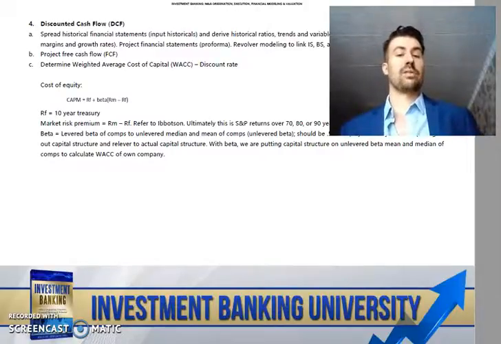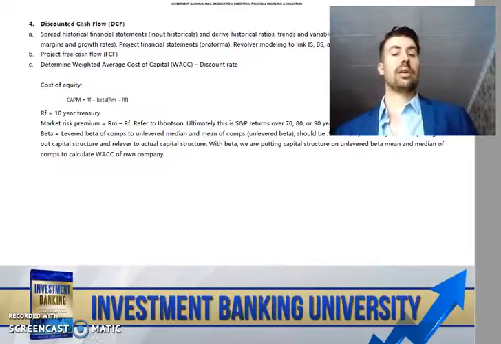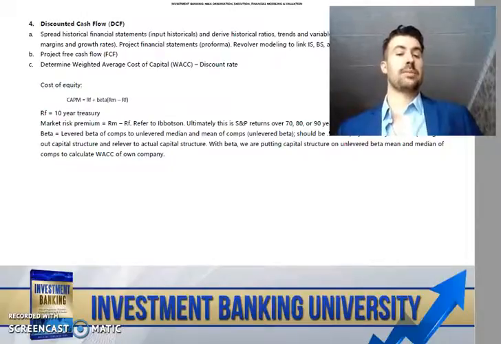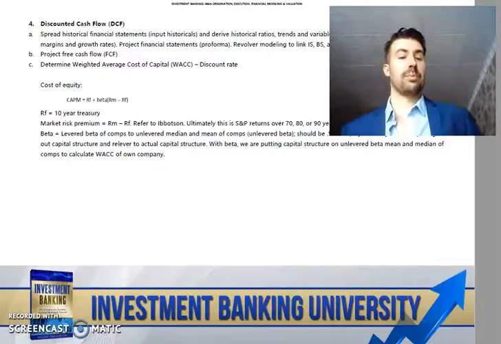We're then going to project the financial statements, pro forma, and do revolver modeling to link the balance sheet, the income statement, and the statement of cash flows. We're then going to project the free cash flow, or FCF, and determine the weighted average cost of capital to find the discount rate. We've already discussed how to derive the cost of equity using CAPM, which is equal to the risk-free rate plus beta times the market risk premium.